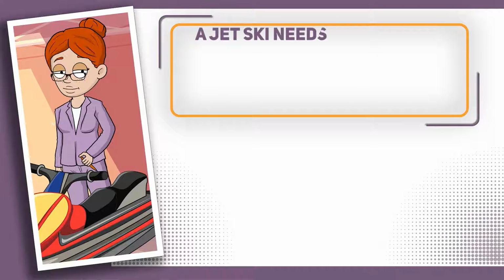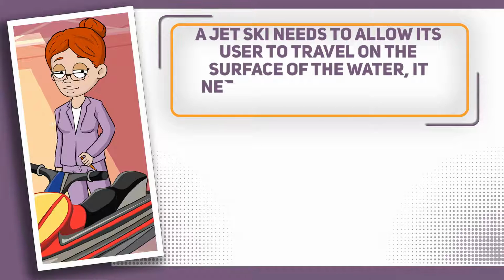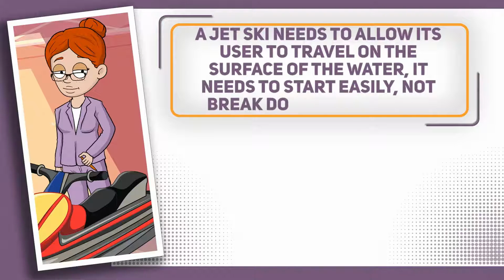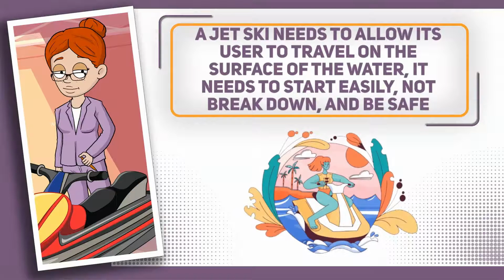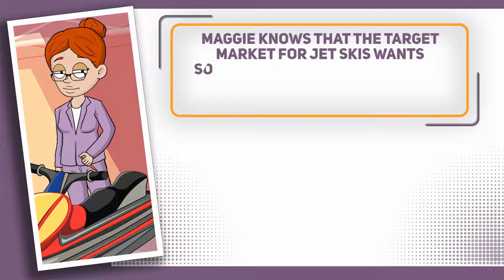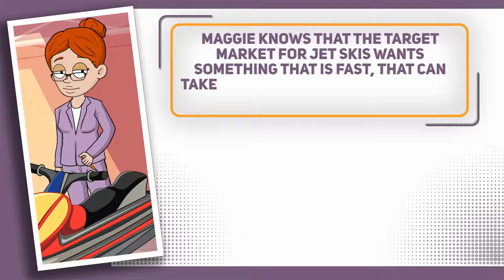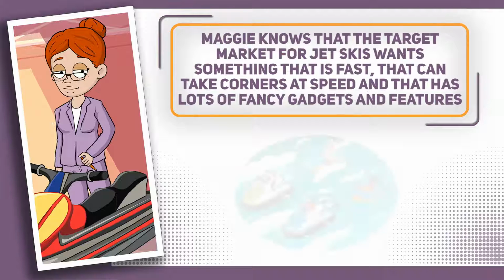A jet ski needs to allow its users to travel on the surface of the water. It needs to start easily, not break down, and needs to be safe. But a jet ski isn't really a practical vehicle, like a car or a bicycle. It's meant to be fun and to allow the rider to show off a little bit. Maggie knows that the target market for jet skis wants something that is fast, something that can take corners at speeds, and that has lots of fancy gadgets and features.